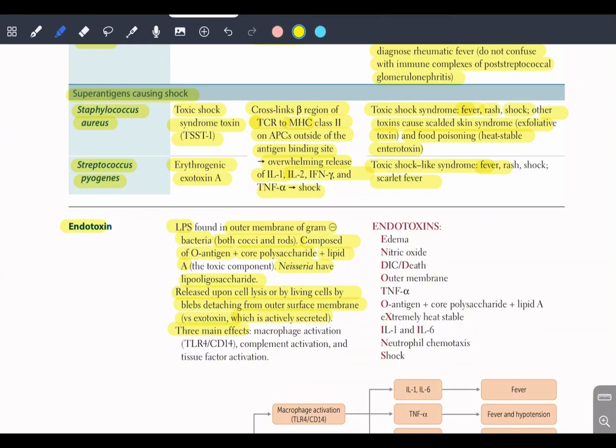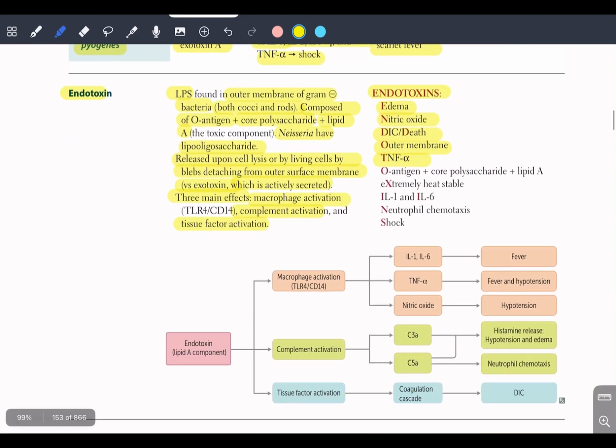The main effects are macrophage activation, complement activation, and tissue factor activation. So these are the three main effects of endotoxin: macrophage, complement, and tissue factor activation. Endotoxin has these effects: edema, nitric oxide, TNF alpha, interleukin 1 and 6, neutrophil chemotaxis, and shock.